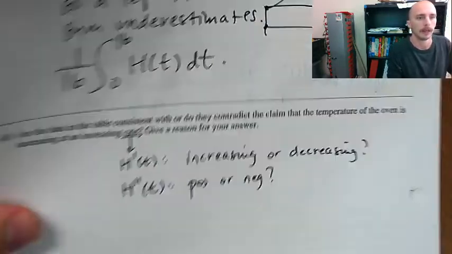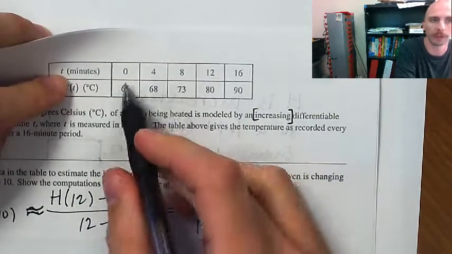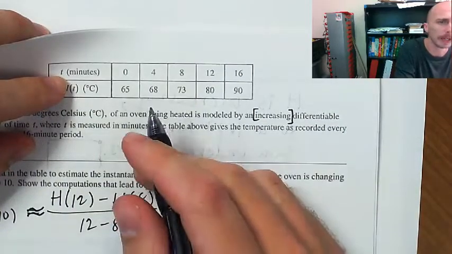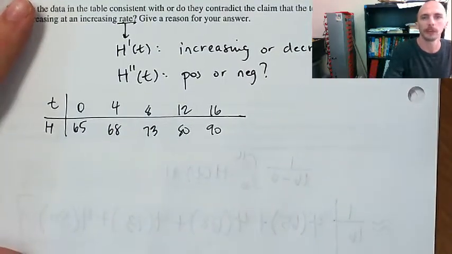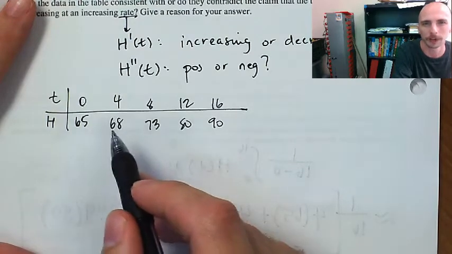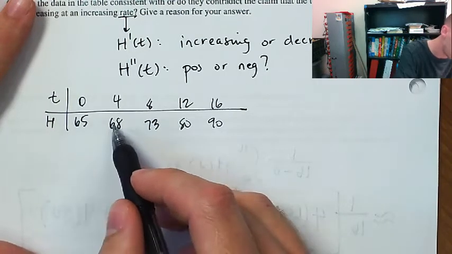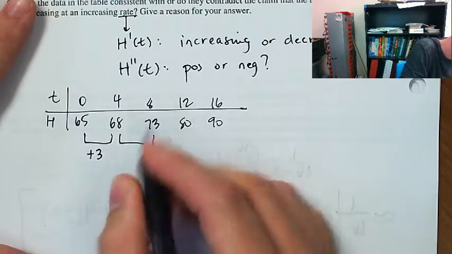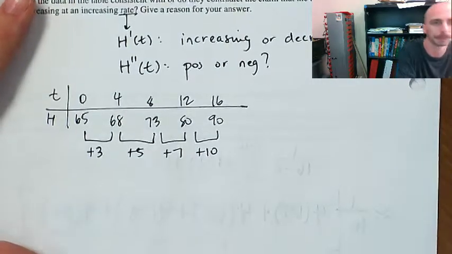Okay. So I'm going to go over here, and I guess I'm going to just copy the table. What I want to do is take the first and second differences and then look based on that. Especially because they're evenly spaced, I could find the increase and divide by 4, but I'm just going to say plus 3, plus 5, plus 7, plus 10.